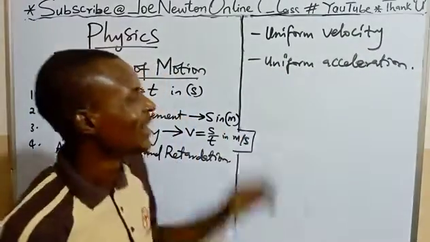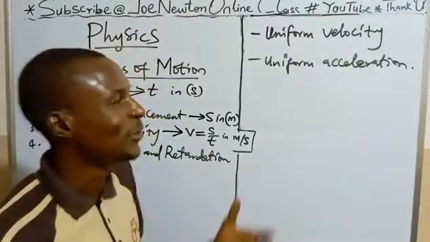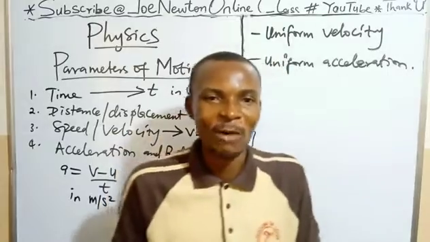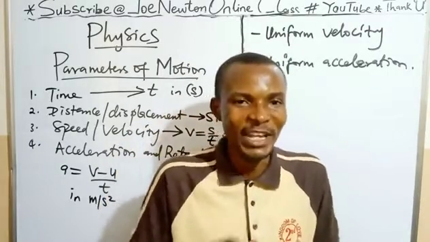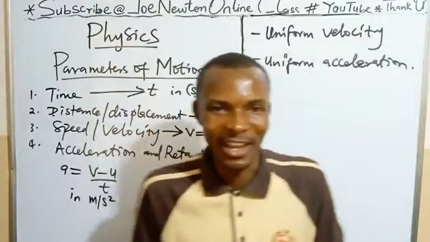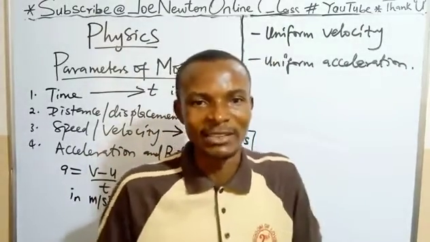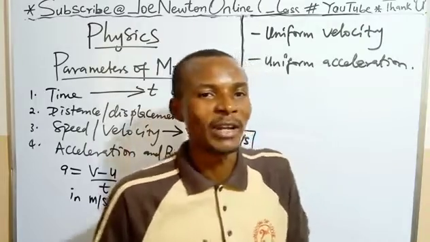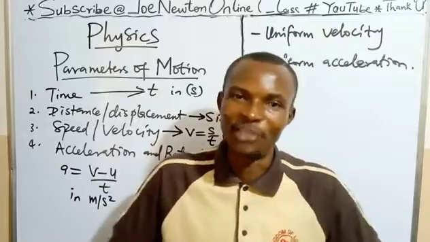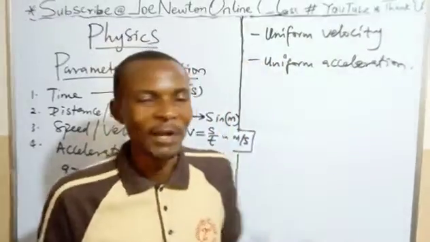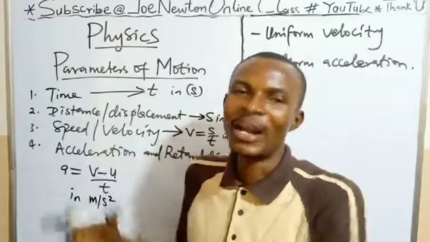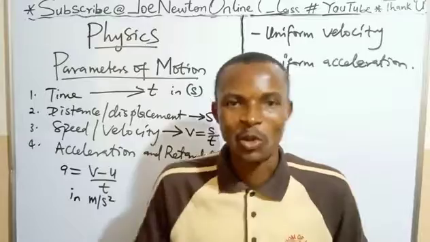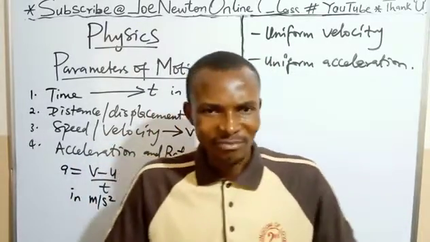Thank you so much. Then, the same thing applies with uniform retardation. If a body slows down, if a body decelerates, if the time rate of decrease in the velocity of the body in motion is constant with an equal time interval, then we now say that the body is under uniform retardation or uniform deceleration. So, I believe with this clear explanation of this basic concept, these parameters of motion, I think you have understood it.